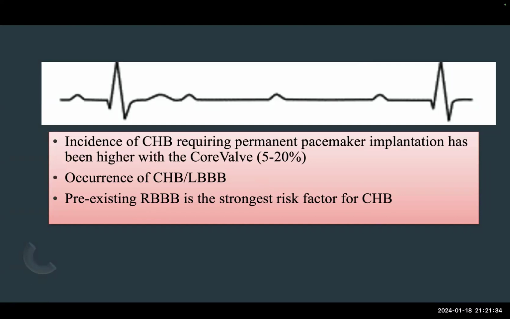And there are groups of patients. They classify them into 5 groups. At a more advanced level of structural training, we divide them into 5 different groups to decide whether the patients are at high risk of needing a pacemaker or not. But the one thing I need you to know is that pre-existing right bundle branch block is the strongest risk factor for complete heart block.